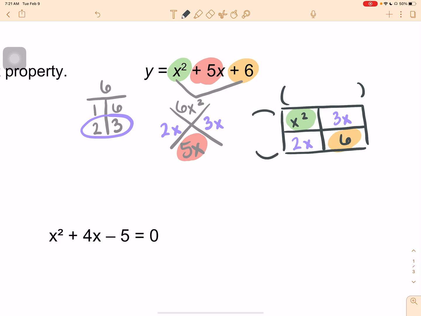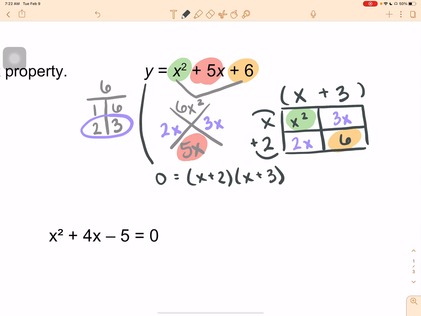So here, the GCF between x squared and 2x is x. Same thing between x squared and 3x. Between 2x and 6, it's 2. And then between 3x and 6, it is a positive 3. So now what we have here is 0 equals x plus 2 times x plus 3.